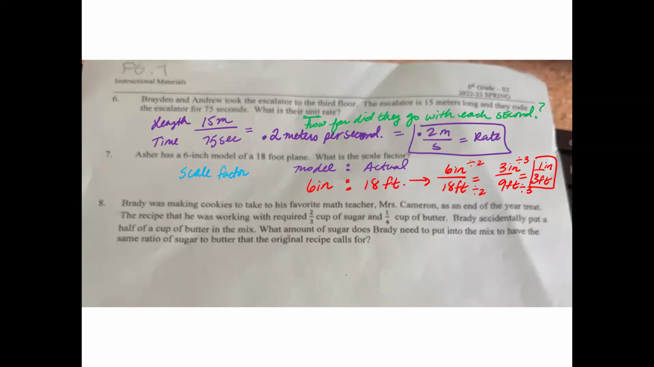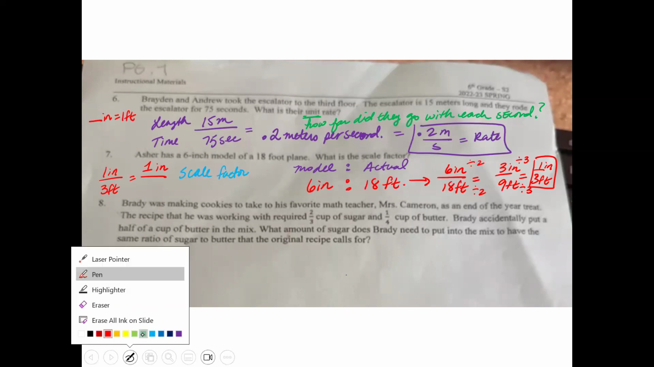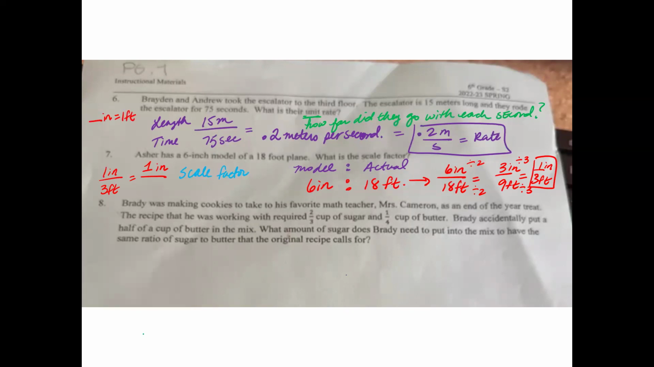Now, if you do 1 inch over 3 feet, we can also convert it so that everything is in inches, right? This is 3 feet. Now, how many inches equals 1 foot? Think about a ruler. A ruler is typically a foot. How many inches are on a ruler? 1. How many? 1. No, look again. 1 inch is not equal to a foot, Grayson.